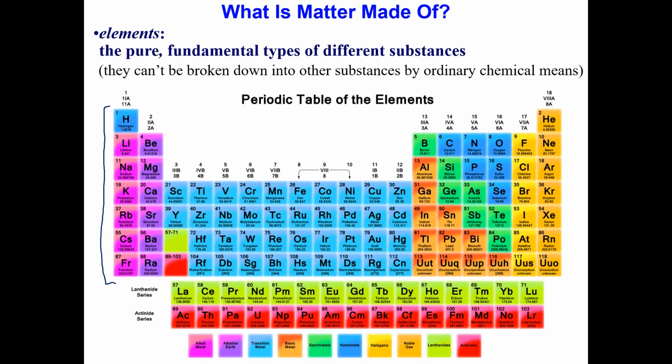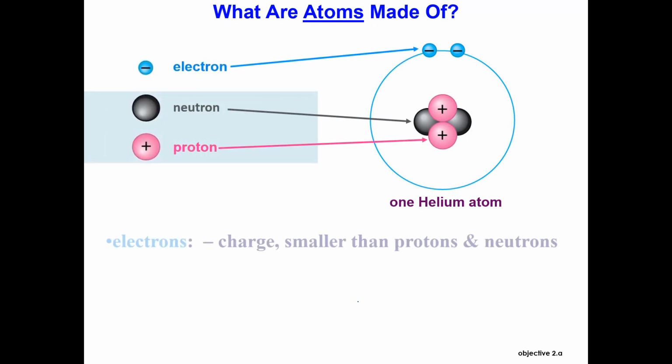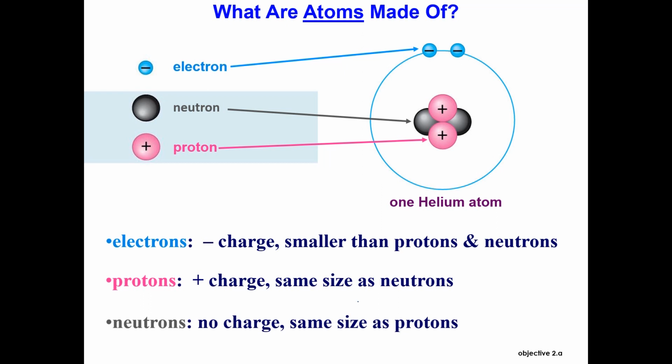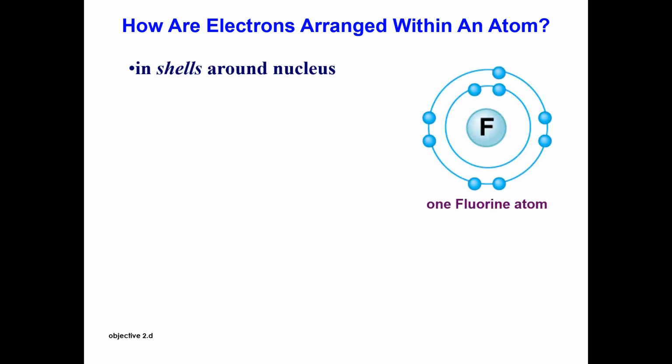The specific combinations of electrons, negatively charged particles, protons, positively charged particles, and neutrons, neutrally charged particles, are what determine the behavior of an atom. The arrangement of electrons around an atom determines how active that atom is. Electrons are arranged in shells around the nucleus of the atom. These shells accept, give up, or share electrons until they are filled.